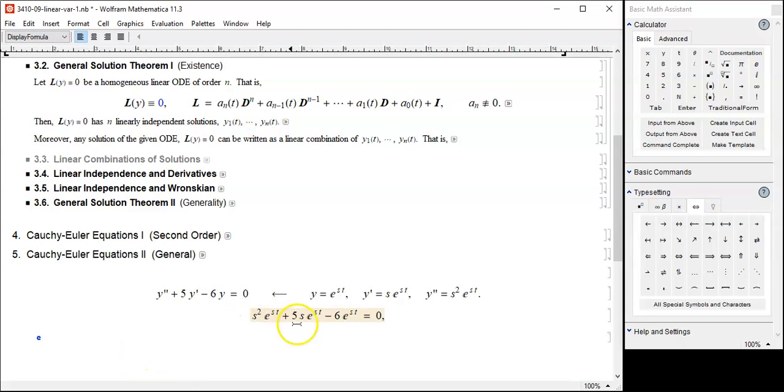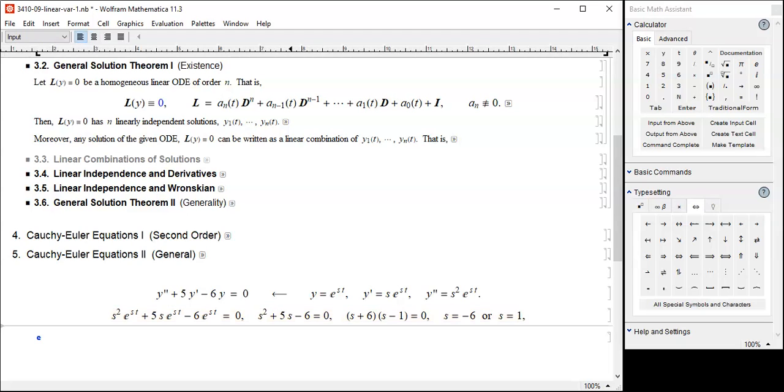And then the exponential is common, so divide everything by the exponential. You can do it because the exponential is never 0. Then what do you get? You get s squared plus 5s minus 6 is equal to 0. Alright, going good. S plus 6, s minus 1 is equal to 0. S is equal to negative 6, or s is positive 1. So we have these.